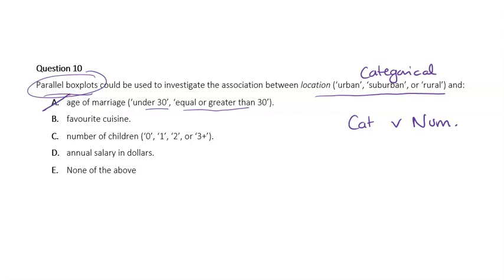Favourite cuisine, you would give me a worded answer. So again, categorical, so not B. Number of children, given as 0, 1, 2, or 3 plus. So again, this is split into categories. You would tick an answer, tick a box. So C, categorical, so it's not appropriate. D, annual salary in dollars. That numerical value, so D is our answer. And E, not appropriate because we have D as an option.